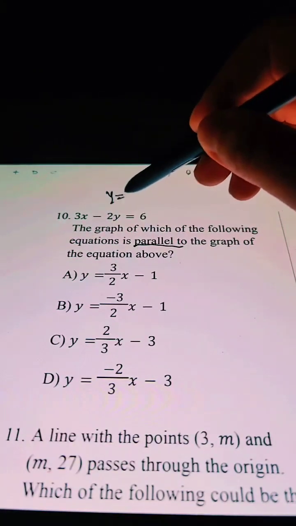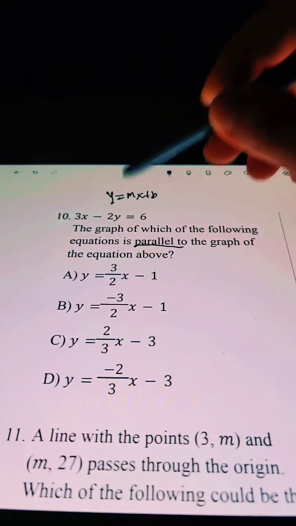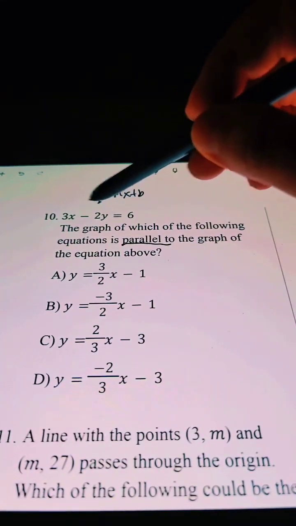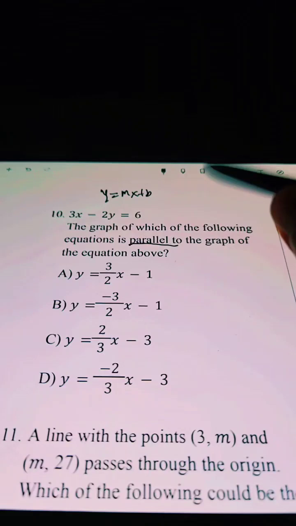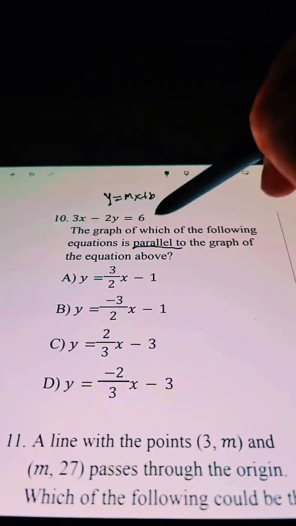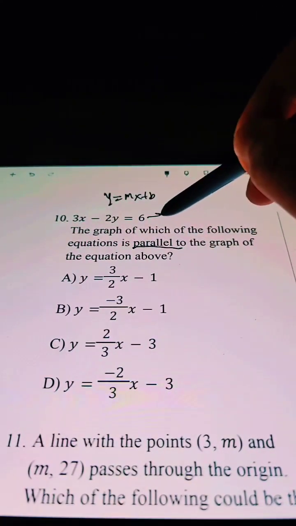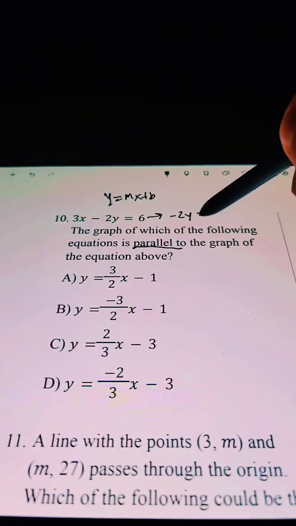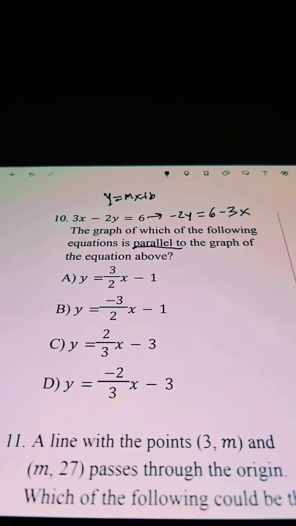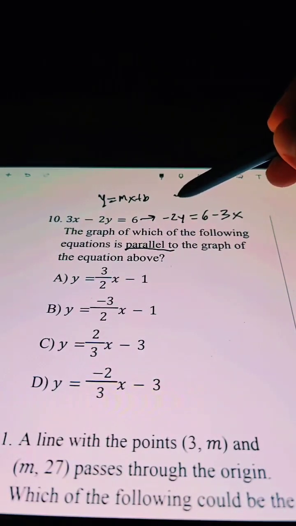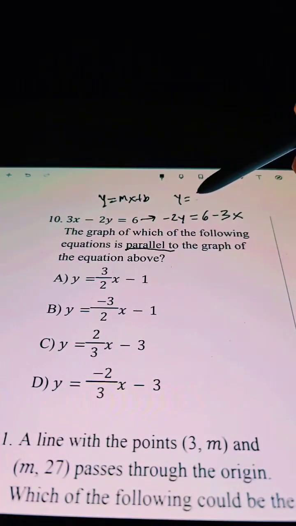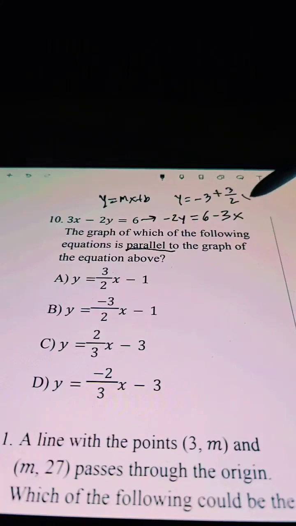So I'm going to write the general format of the formula right up here. And in order to make this equation look more like y equals mx plus b, I have to isolate y. So I have to subtract 3x from each side. And when I do that, I get negative 2y is equal to 6 minus 3x. Then I need to divide by negative 2. And when I do that, I get y is equal to 6 divided by negative 2 is negative 3, and then negative 3x divided by negative 2 is going to be positive 3/2 x.